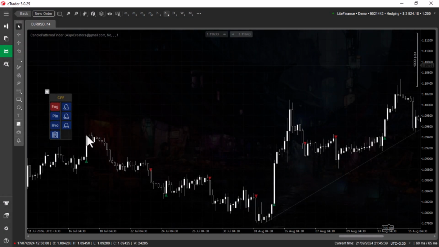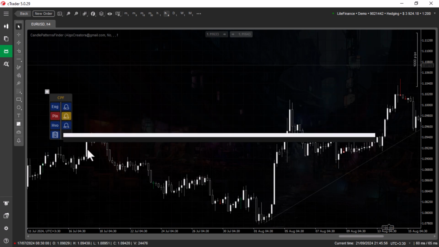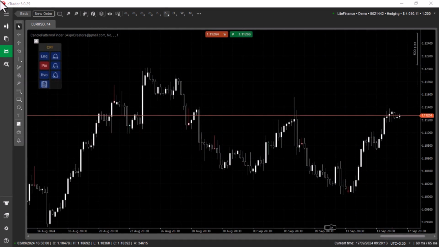Similarly, pressing the pin button will show pin bar candles for the current time frame. If you activate the bell icon next to this option, you will be notified when a pin bar forms. Why is pin bar detection useful for traders? Pin bar candles can, in some cases, be even more important than engulfing candles.